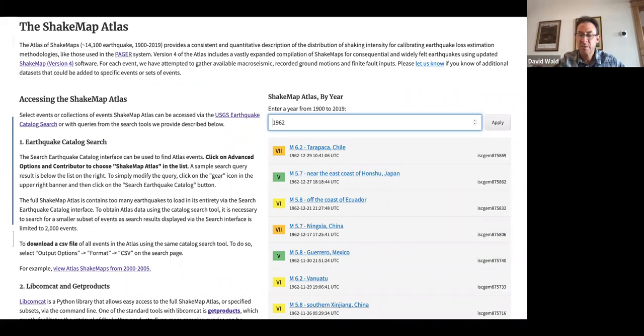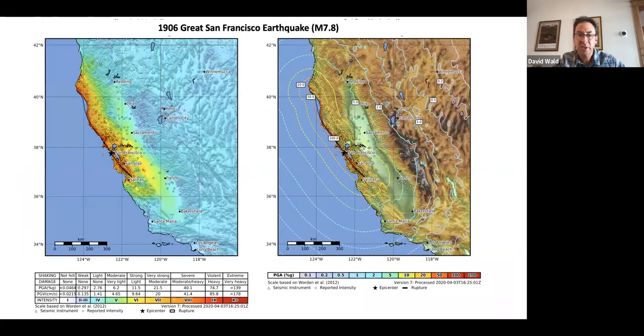You can search these by year and look at these different shake maps for anything that's happened over this 120-year period. And as an example, for the great 1906 earthquake, we can make a shake map because we have nearly 1,000 intensity reports based on the observations that are preserved in newspapers and historical documents for the time. And we can make a pretty darn good shake map with that.